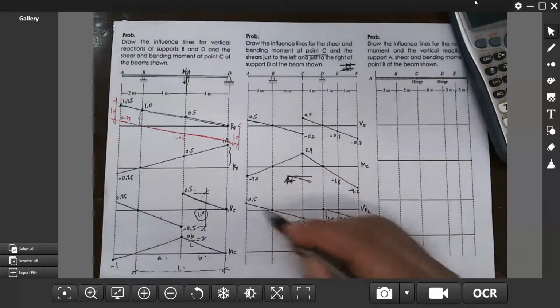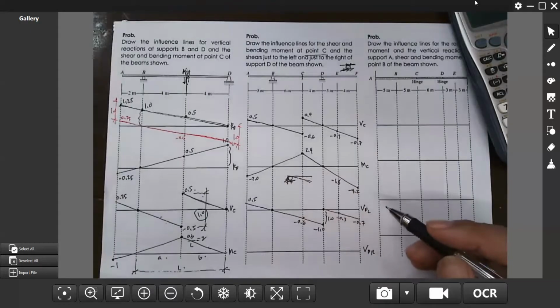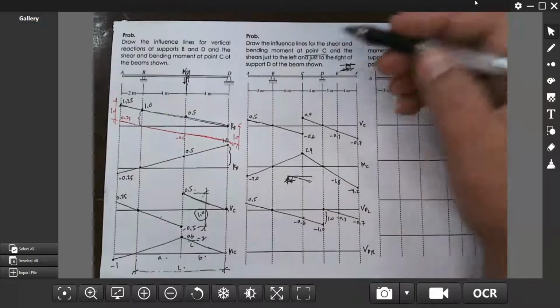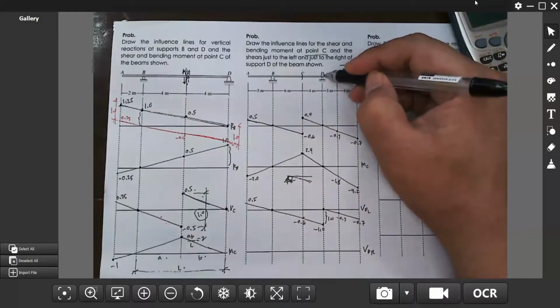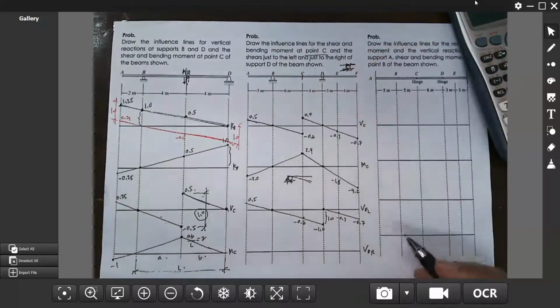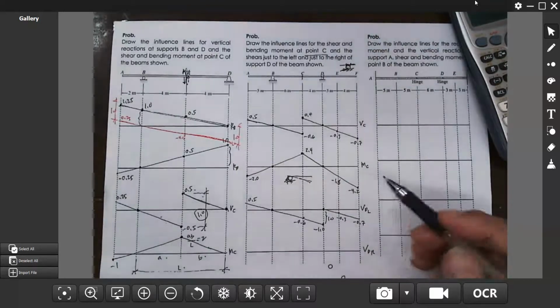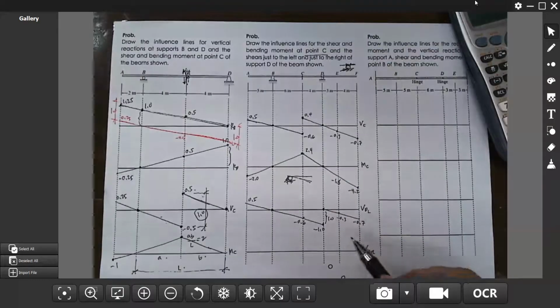So, mao na siya ang shear sa D-left. Okay. Sa right dayon, kung sa right ka mag-cut, to the right of the support, bale, mao na siya imong support, di ba? Then, mao na right sa imong support.